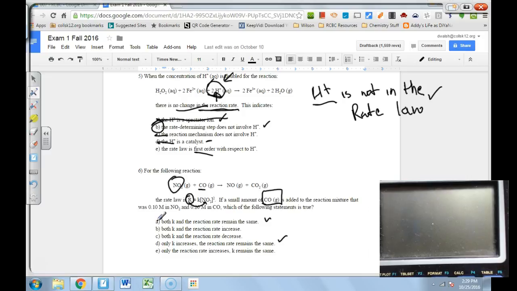Okay, and so now we have to figure out, well, we have to know something about K. It says for the following reaction, a small amount of reactant is added, which of the following, well, how does K change? The only way that K changes is if the temperature is changed, and we are not indicating a change in temperature. So since there's no temperature change, that means that K must remain the same, and that one is incorrect. Okay, so your answer here is A.